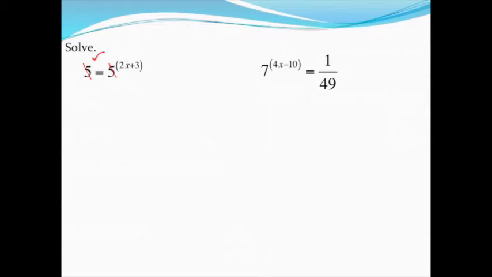Well, just be careful on that 5, it's missing an exponent. Remember, you can always add a 1 in its place if you have a missing exponent, because 5 to the first is still just 5. So setting my exponents equal to each other, I get 1 has to be equal to 2x plus 3.